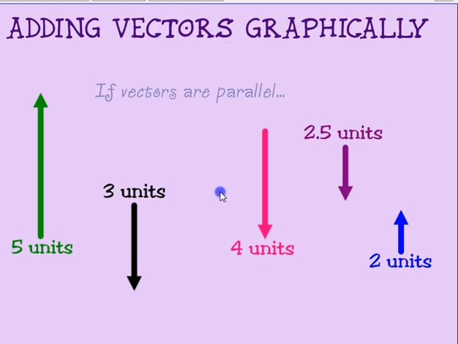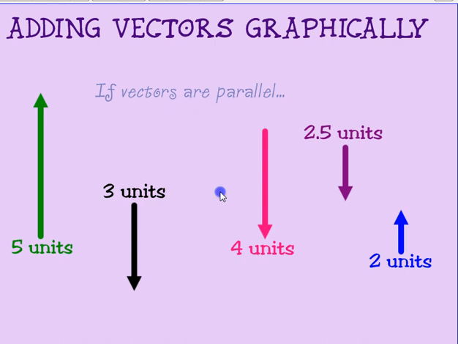Let's move on to adding some vectors, starting with adding parallel vectors. You'll see I have multiple vectors here. If two vectors point in the exact same direction, adding them is simple because all you need to do is add their magnitudes. For example, if I wanted to add the green and the blue vector, the total would be 7 units. That's the resultant vector.